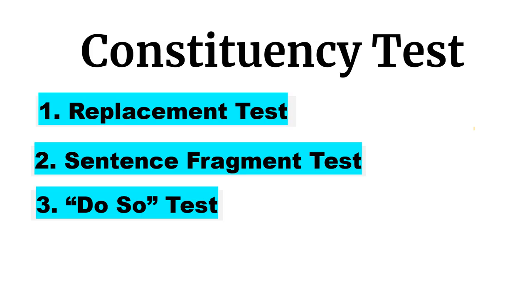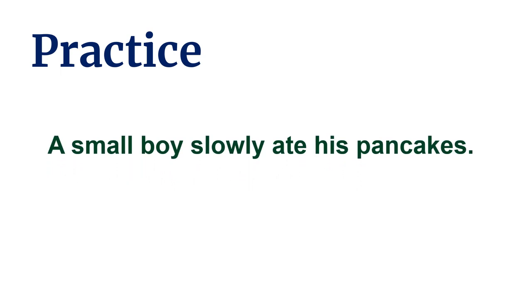So these are the different types of constituency tests that we can use to check to see if we have constituents. Number 1, replacement test. Number 2, sentence fragment test. Number 3, the do so test. Now, let us do some constituency tests to find all the constituents. Let's do the replacement test first. So for the replacement test, what do you think are the noun phrases in the sentence?